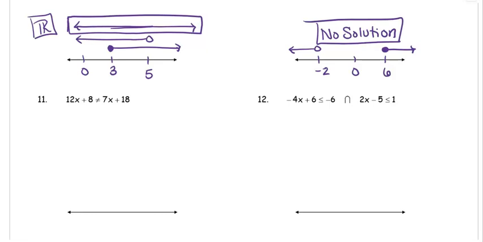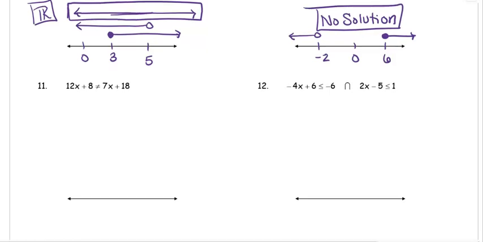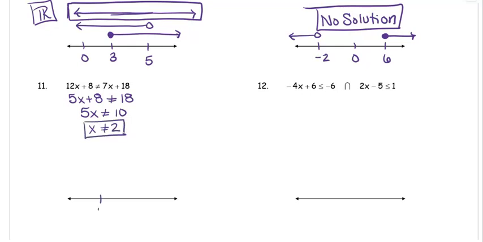All right, now look at number 11. Number 11, I have a not equal to sign. We're still going to solve this like it was an equation, so move the 7x over. That's going to give me 5x plus 8 is not equal to 18, which means 5x is not equal to 10, which means x is not equal to 2. So if I've got 0 and I've got 2, well, it can't equal 2, which means there's an open dot at 2. But what can it be equal to?